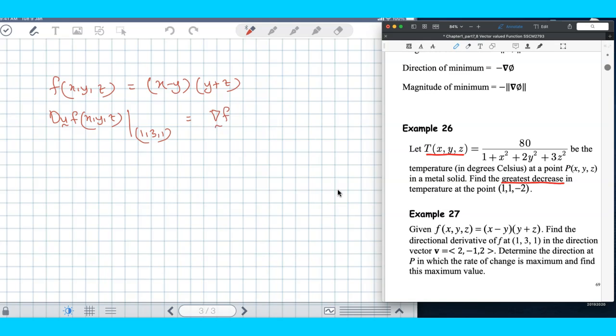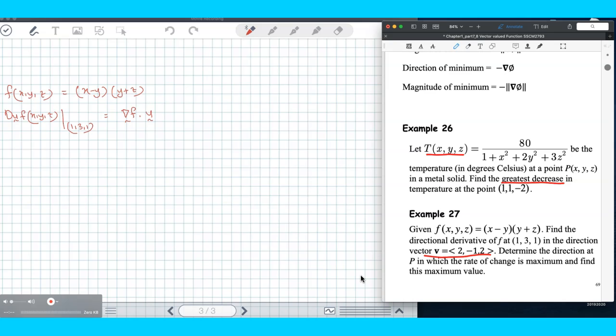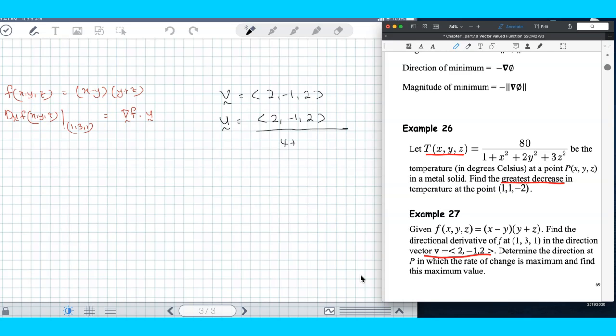So gradient f dot u. The direction vector given is not in the vector form, so we have to find it. So the vector v is given by 2, minus 1, 2. So the unit vector of vector v is 2, minus 1, 2 divided by the square root of 4 plus 1 plus 4. So you have 2 over 3, minus 1 over 3 and 2 over 3. Okay, so that is your unit vector.